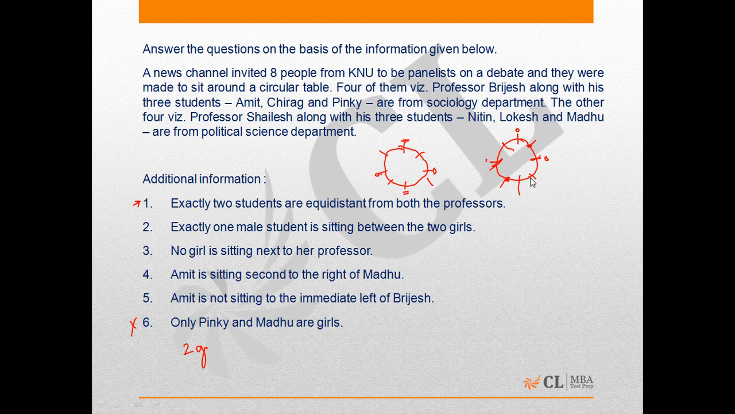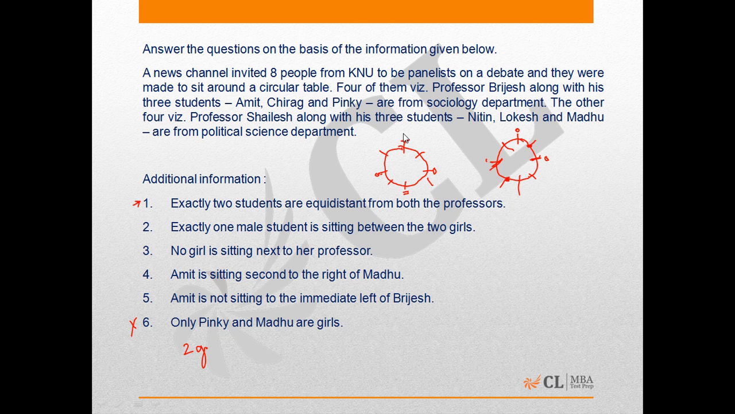And when one professor is sitting 2 places away from the other professor, then the given condition, that is exactly 2 students are equidistant from both the professors, would not materialize. So there are 2 possible cases. In the first one, the 2 professors are sitting opposite to each other, and in the second, the professors are sitting at alternate positions.